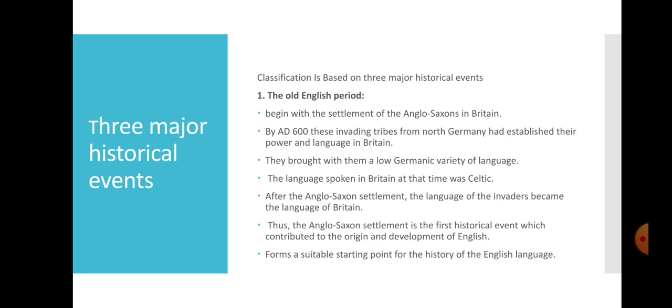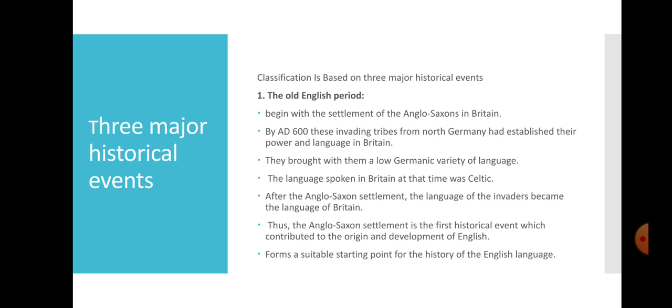So this classification of the study of English language into three periods, the Old English period, Middle English period and Modern English period, is marked by three major historical events, because the development of English language is always continuous. Yet the dates 600, 1100 and 1500, which mark the beginning of each period, are not chosen at random. Instead, they are based on three major historical events.